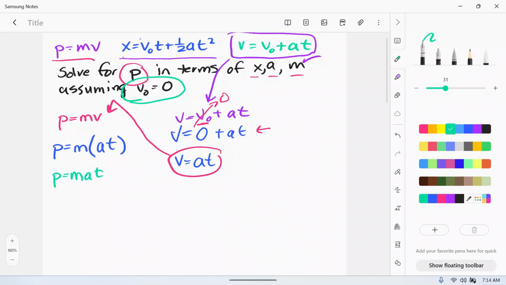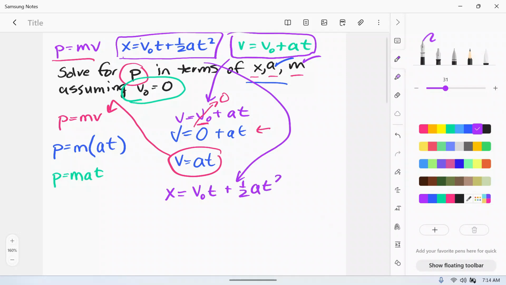Now, I don't actually need those parentheses for my multiplication, so I'm going to rewrite it as m times a t. Now, that would be wonderful if t was allowed in my answer, but I don't see a t here in my answer. A's fine, but t is not. So I am going to need this fourth equation. So I'm going to take that fourth equation, I'm going to move it down over here. X is equal to V0t plus 1/2 a t squared.